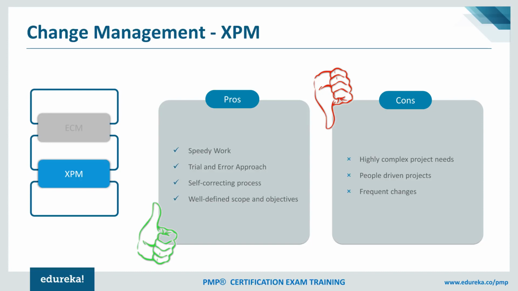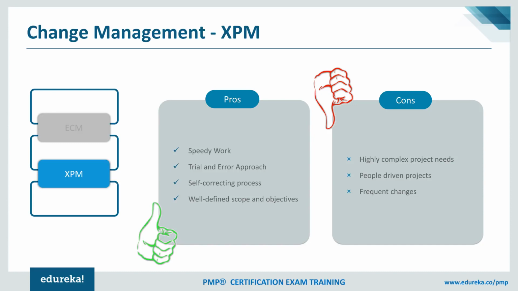So extreme project management would certainly be able to speed up the work. And because it's a trial and error approach, we do a lot of experimentation here, we do a lot of trials here, we learn a lot. It's truly an empirical method, you would say. A self-correcting process, so again, we can enhance based on what we learn in the previous iterations. And well-defined scope and objectives, we try to define at least for the iterations in the beginning itself. Cons are there: highly complex project needs, people-driven projects, frequent changes. So that's where it is applicable.